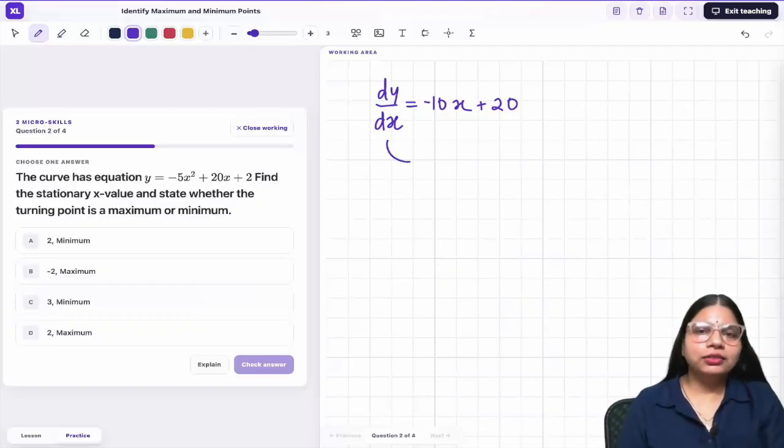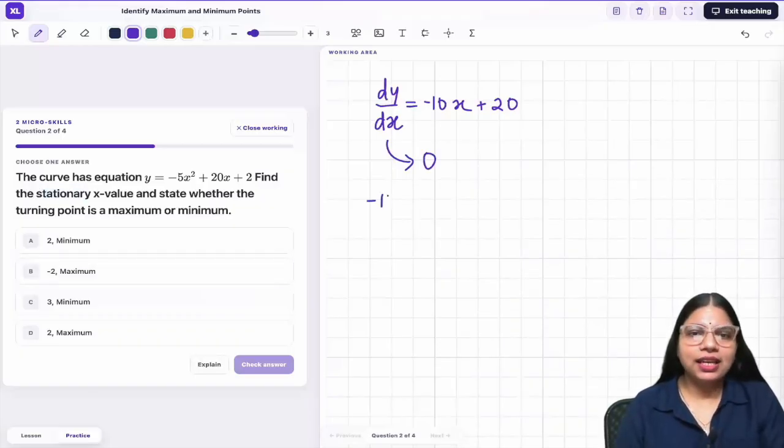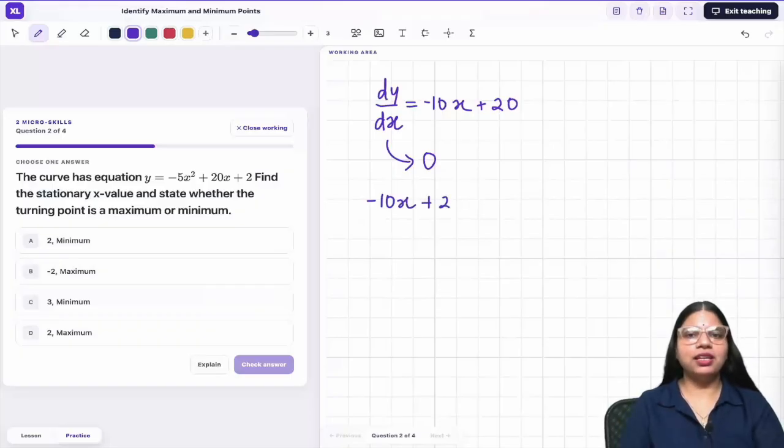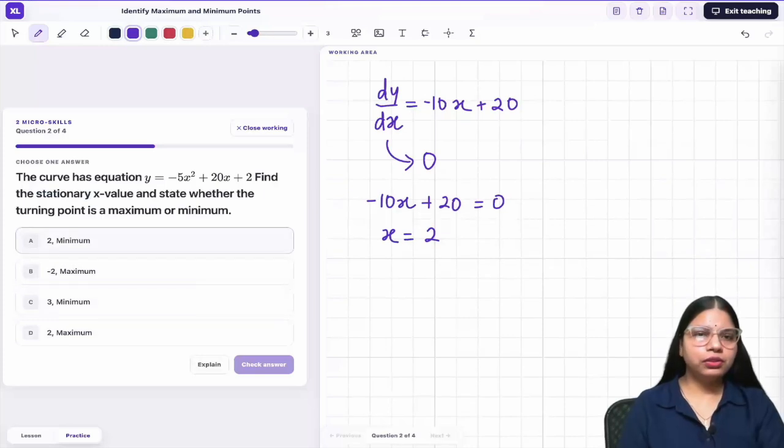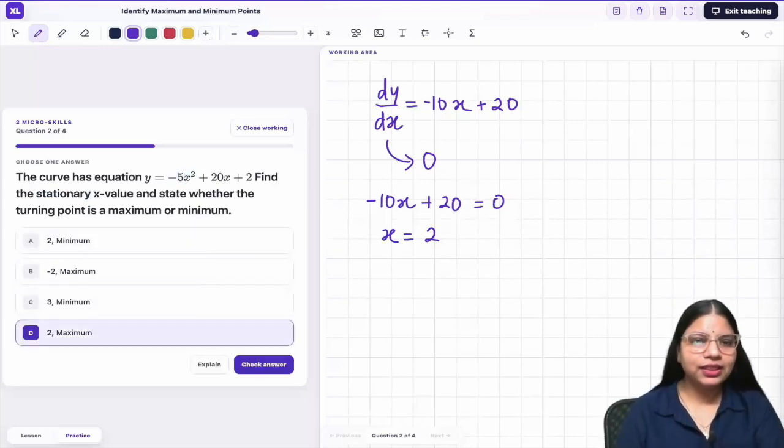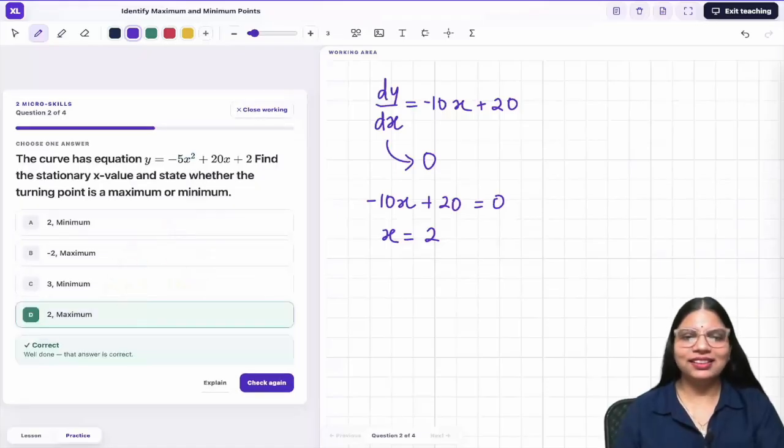Okay, so this is for those who are doing it with me. dy/dx is going to be 0 because it's a stationary point, as written over there. So -10x + 20 = 0, so x is going to be 2, and it is going to be a maximum. So I'm done. Okay, now let's move to the next one.